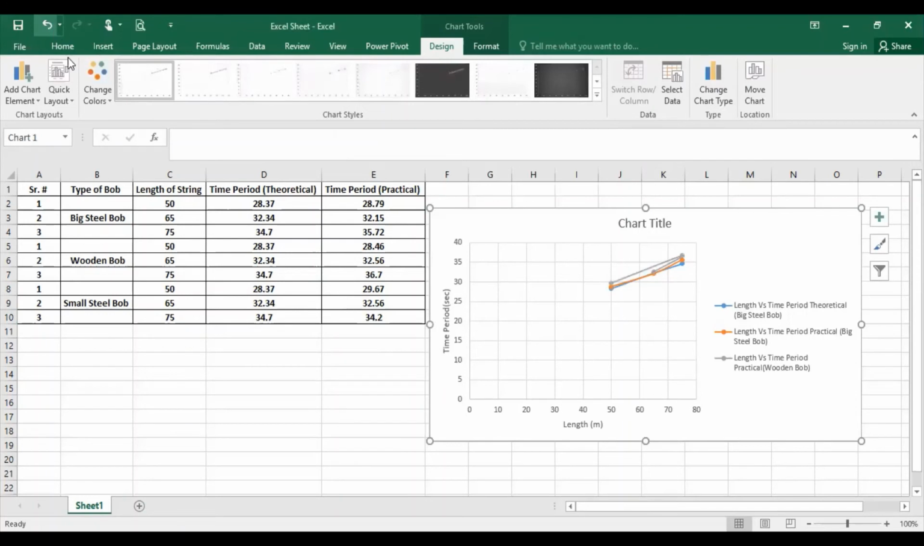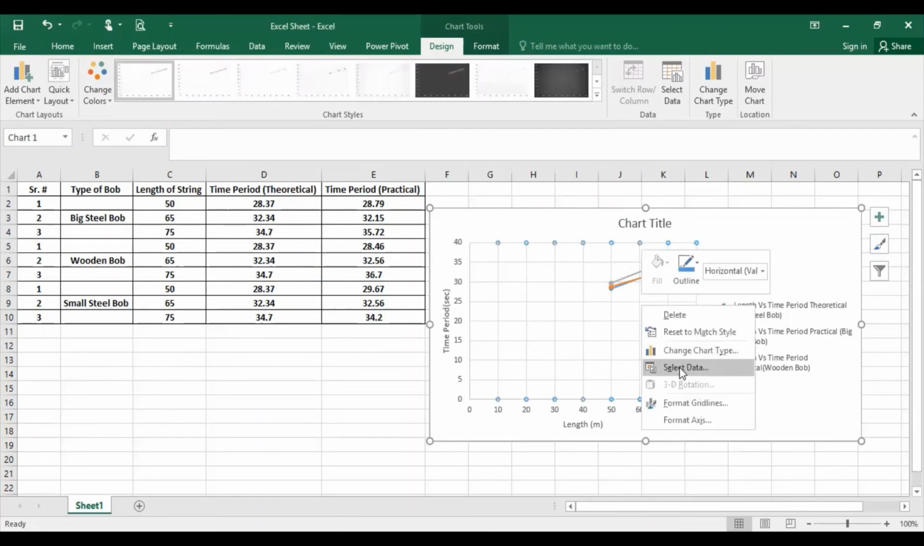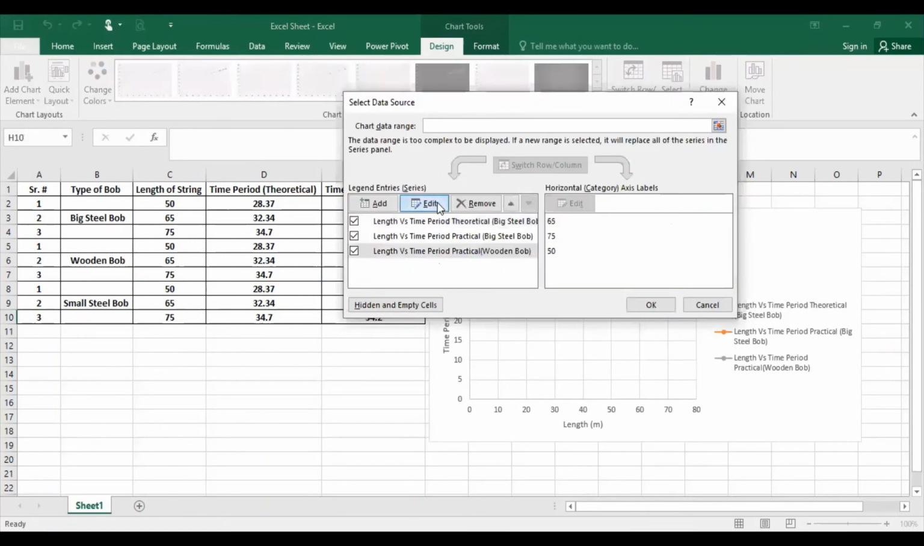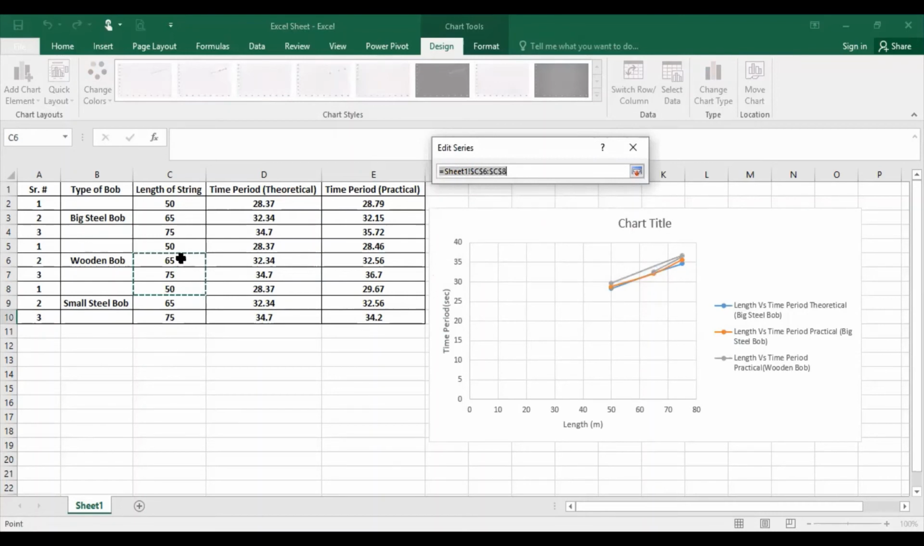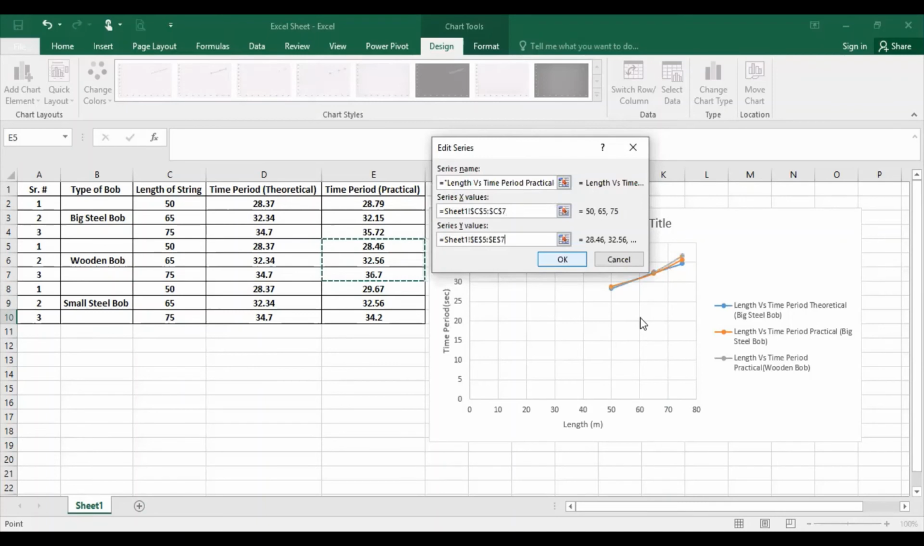Okay, done. So what about this? Let me see this again. What I have taken, select data, and let me edit it again. And X values, what are the values? 50, 65, 70. Here it will be 50, 65, 70. And on Y, what are the Y values? Here, these are the Y values. So it is coming out like this.